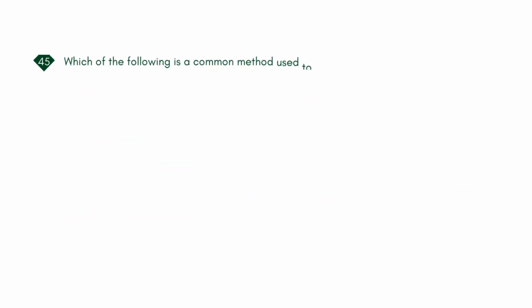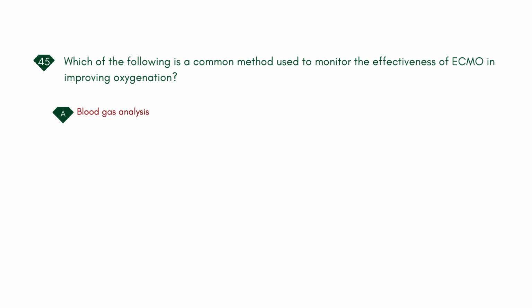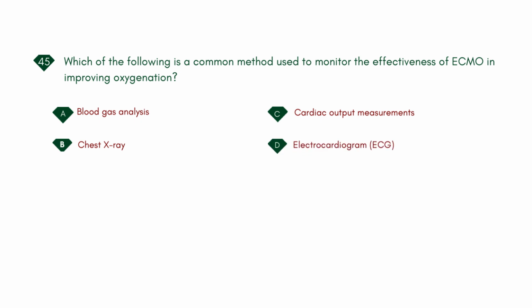Which of the following is a common method used to monitor the effectiveness of ECMO in improving oxygenation? A. Blood gas analysis. B. Chest X-ray. C. Cardiac output measurements. D. Electrocardiogram (ECG). Answer: A.